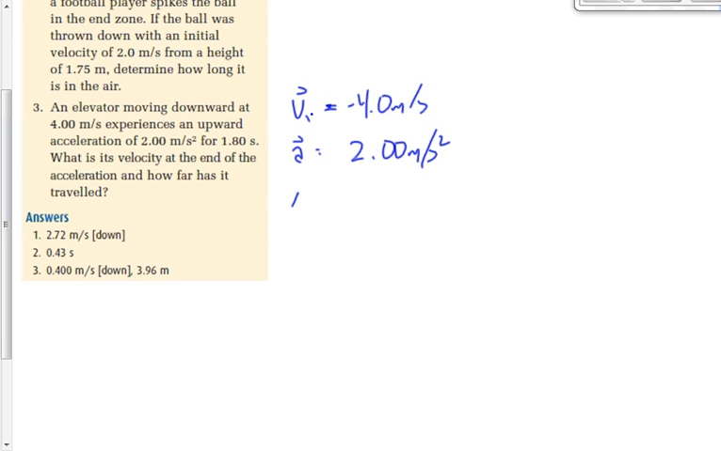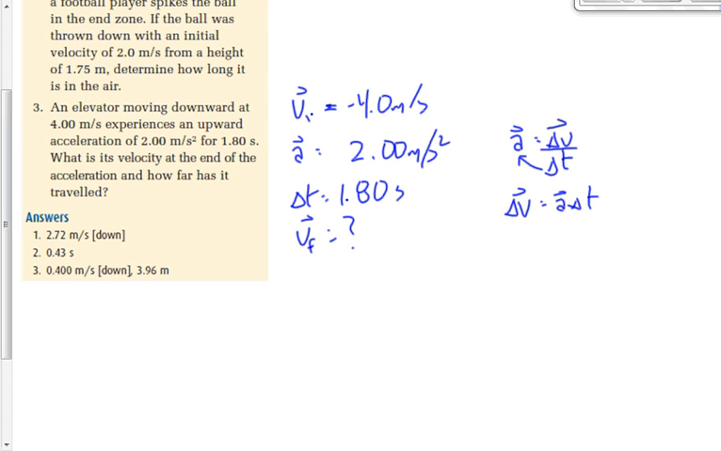My time interval is 1.80 seconds. And we're looking for VF here. Okay, I'm going to go A is equal to delta V over delta T. And I'm going to rearrange that to solve for delta V. T goes up by multiplying. A times T. 2 times 1.8 is 3.6 meters per second. Hey, that's not the answer. So what do I do?